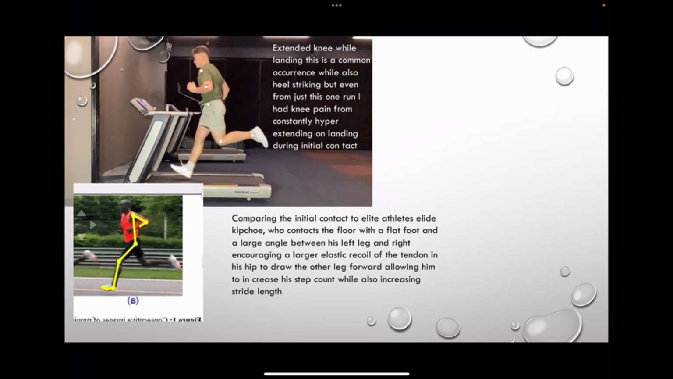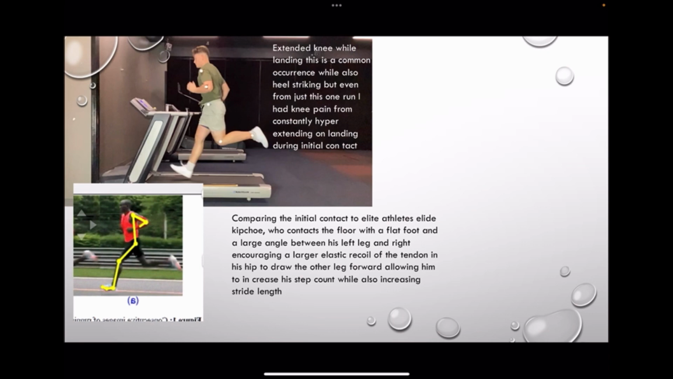Compared to the image below, we can see Kipchoge's initial step, where he is contacting the ground with a flat foot, a bent knee, and his hips at a very slight tilt, body upright, and momentum traveling forwards. But on my image, we see that I'm very bent forward, stiff together, and compact.